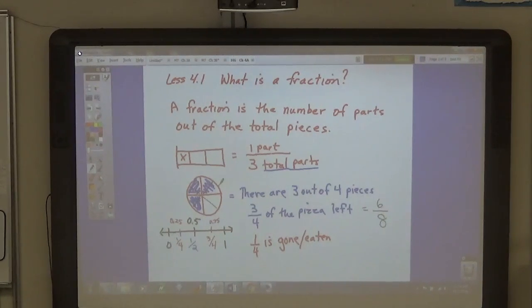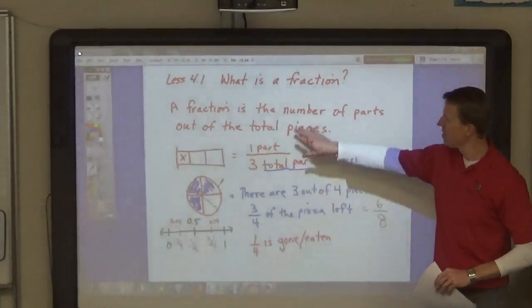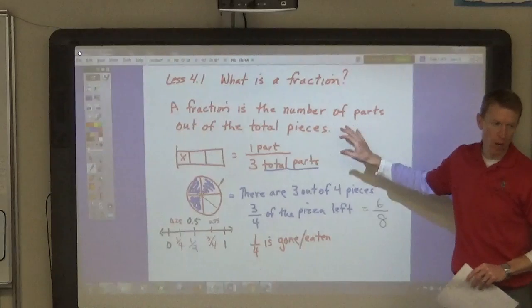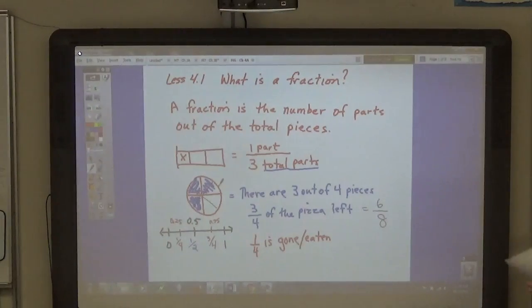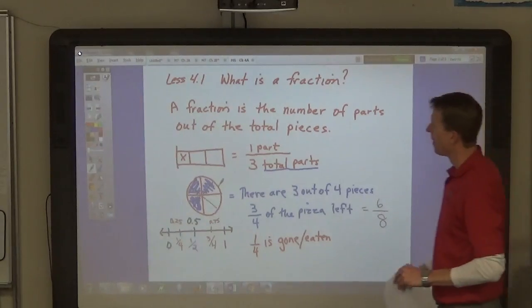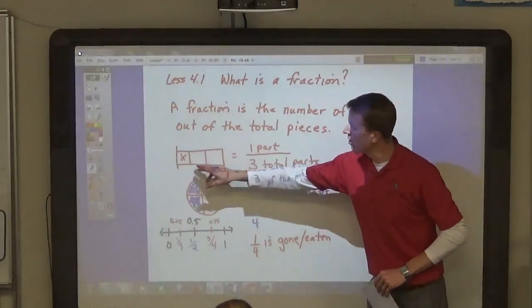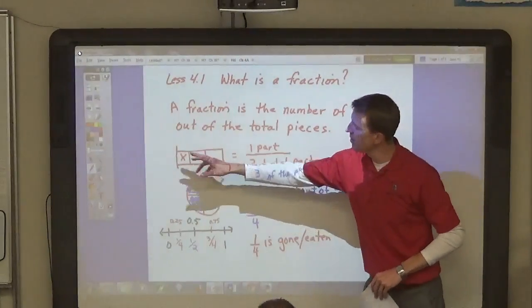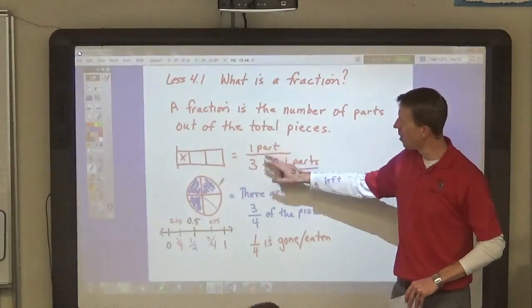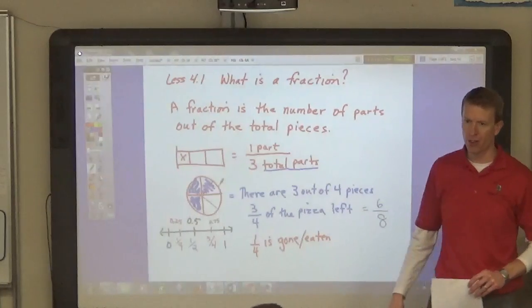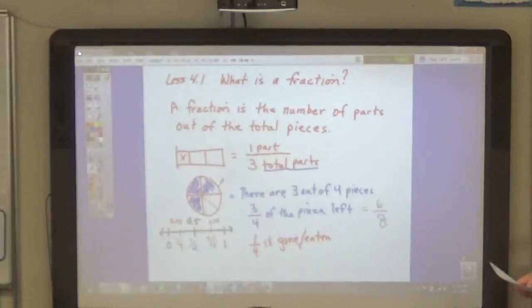Alright, sixth graders, we're going to start a chapter on fractions. We're going to learn about fractions and what a fraction is. A fraction is the number of parts or pieces out of the total number of pieces. Okay? So, if we have this model of a fraction and there are three total pieces, one of them has an x in it, that represents one part out of three total. 1/3, we call that. Okay?